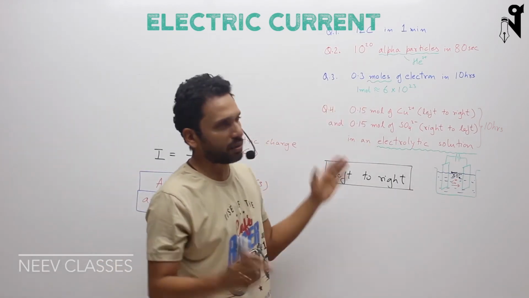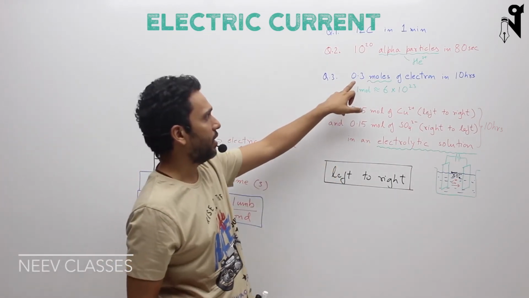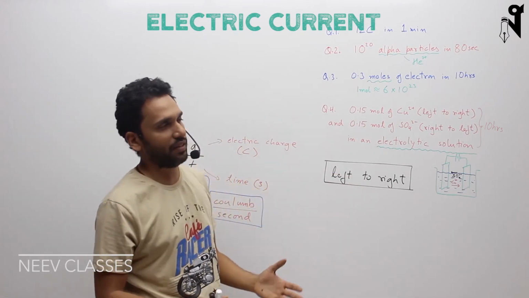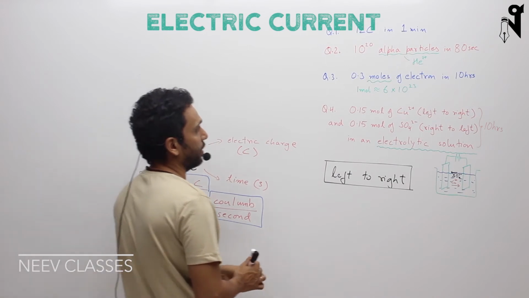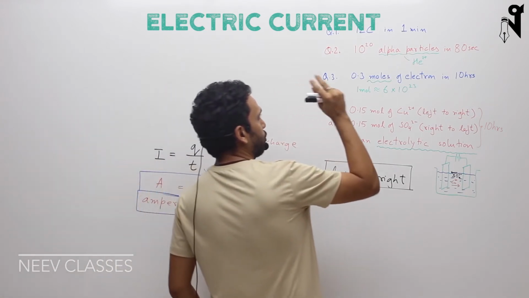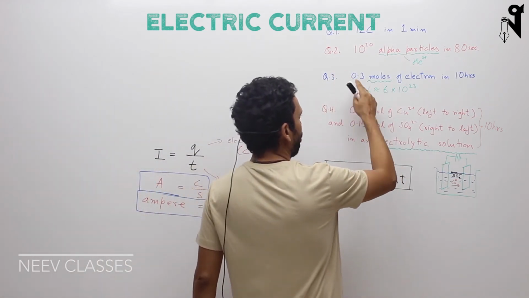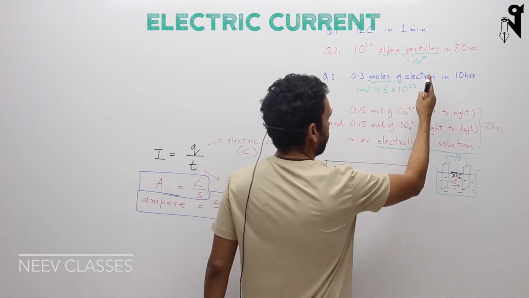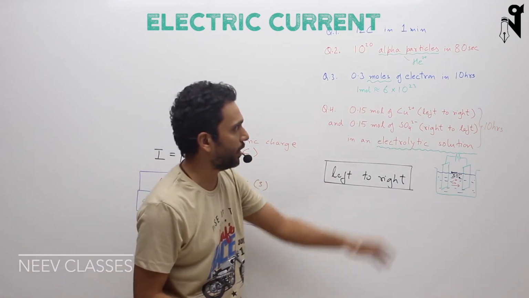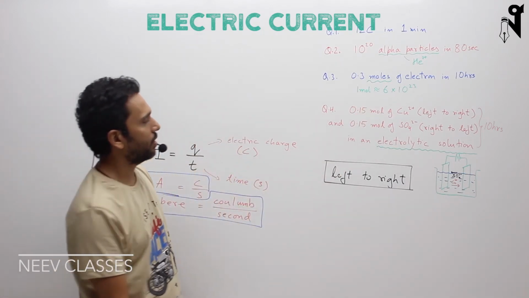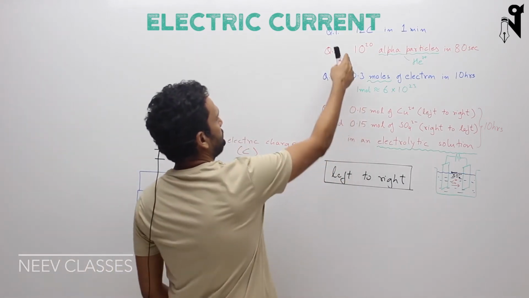So 0.3 moles, it's a big number. Even though it's a decimal in moles, a mole itself is a massive number, and in chemistry we'll be seeing how big a number it is. But the question over here right now is: 0.3 moles of electrons flows across a certain point in 10 hours. And so it is very similar to that.